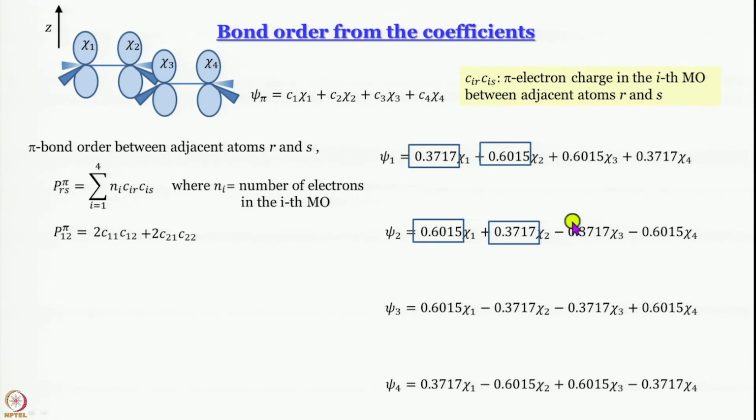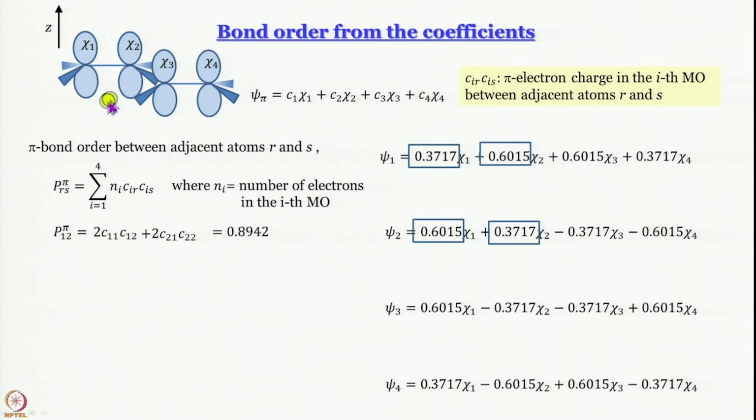So, you multiply them together, multiplied by 2, add, this is what you get. P12 pi turns out to be 0.8942. So, remember, the pi bond order between 1 and 2 is 0.8942. Remember there is already a sigma bond. So, the overall bond order will be 1.8942.